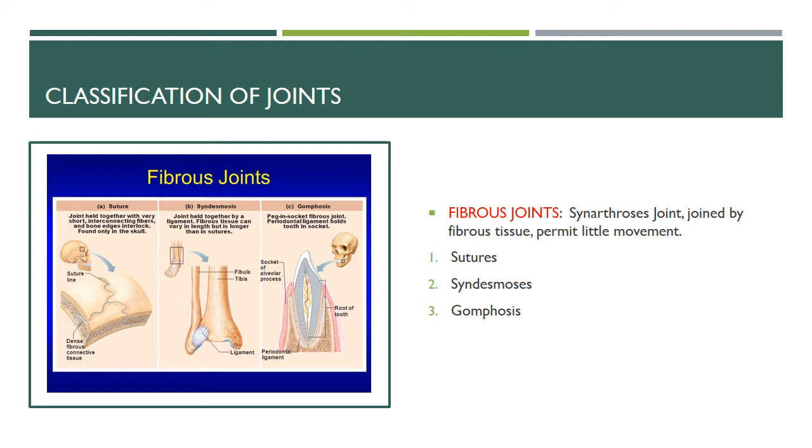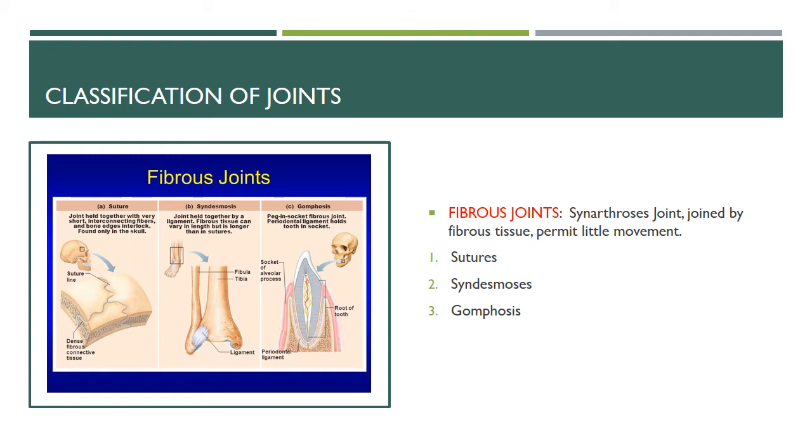Let's talk about your fibrous joints. These joints are called fixed or immovable joints because they do not move. Fibrous joints have no cavity and are connected via fibrous connective tissues. The types of fibrous joints are sutures, syndesmosis, and gomphosis.